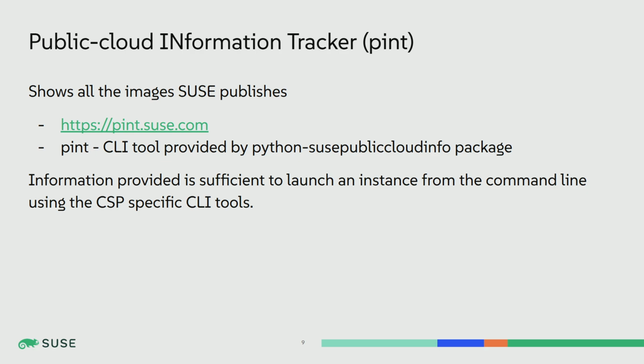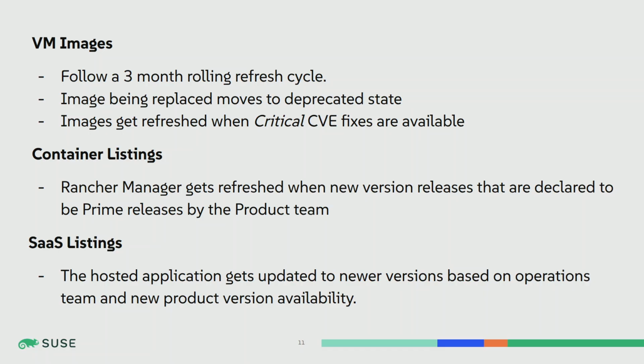All right, let's cover a bit about the life cycles. VM images follow a 3-month rolling refresh cycle. The image that is being replaced automatically goes to a deprecated state. Deprecation lasts 6 months, and then the image gets deleted.